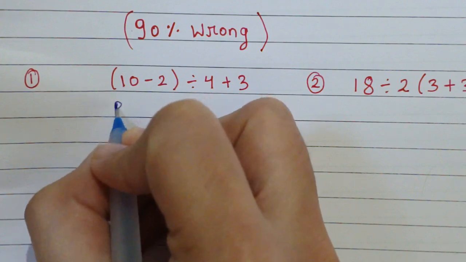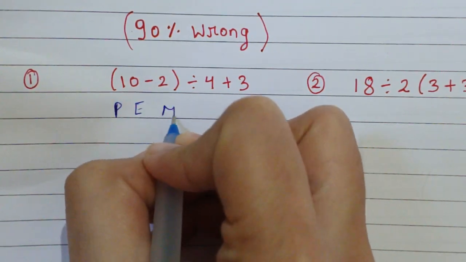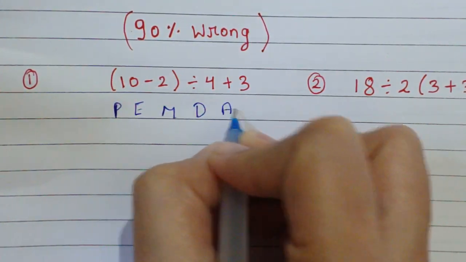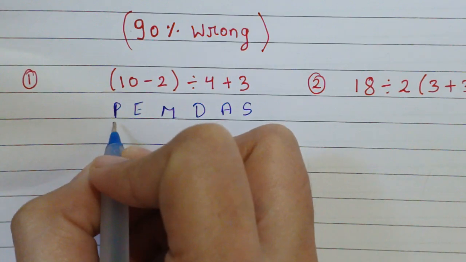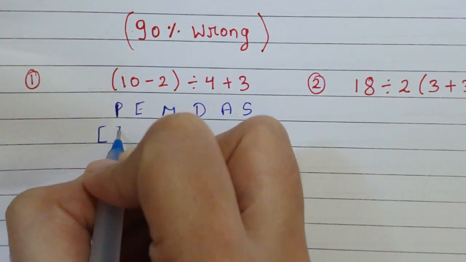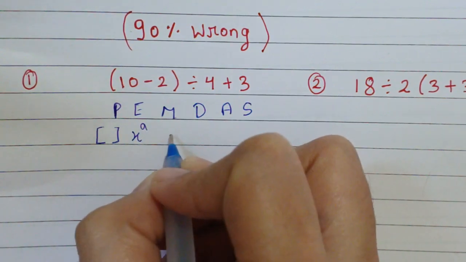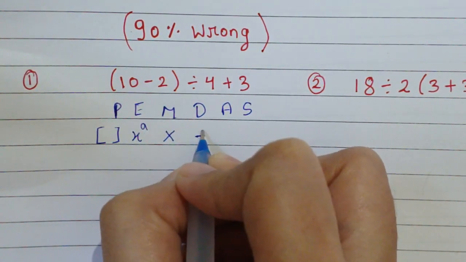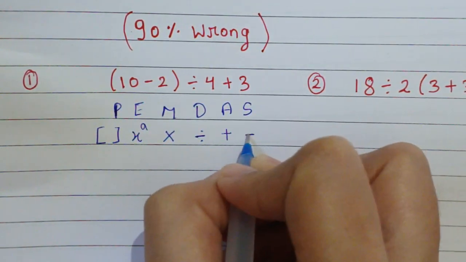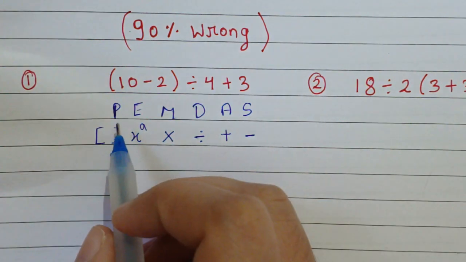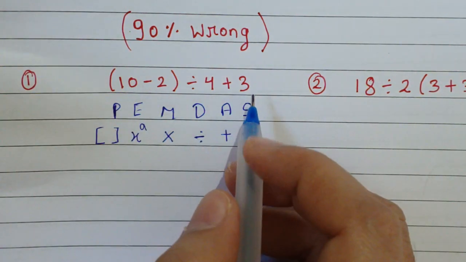So in PEMDAS, where P stands for parenthesis, means bracket part, E stands for exponent, M multiplication, D division, A addition, S subtraction. So this is the priority order of solving this equation.